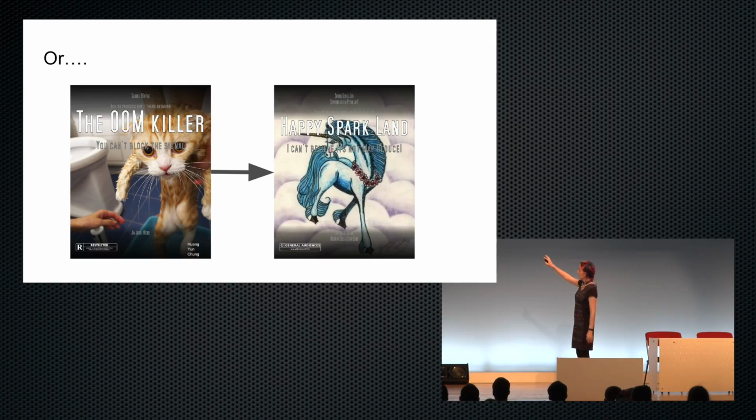Or if you zoned out, you can just think of us as going from this very sad, angry cat that's wet to this very happy unicorn. We're going to go from OOMs to the happy Spark land, where there are no out-of-memory exceptions. And it's a very happy place.